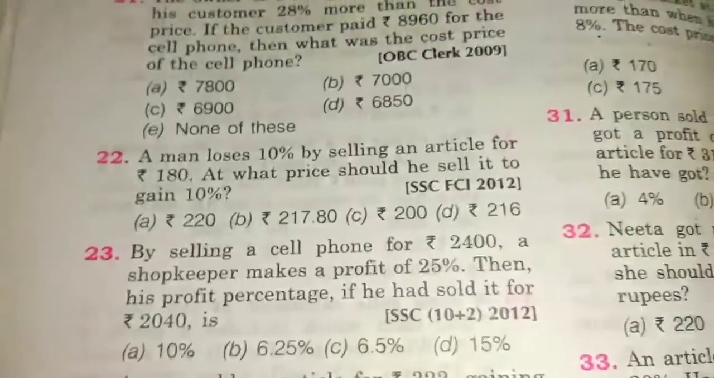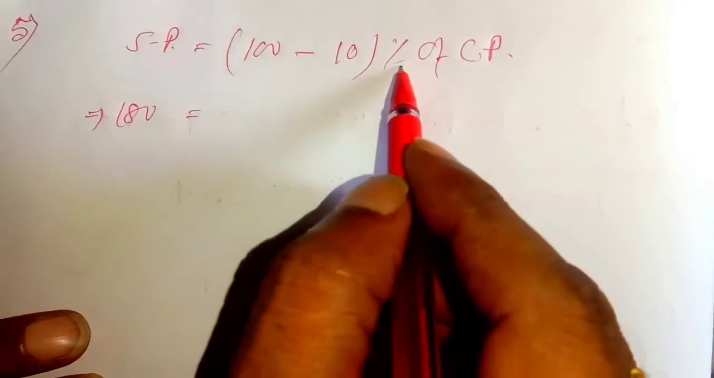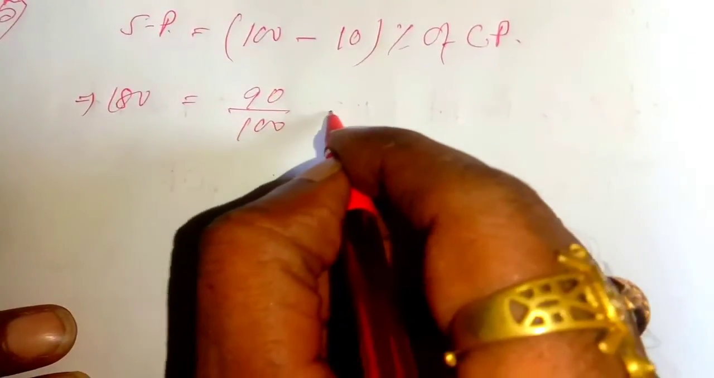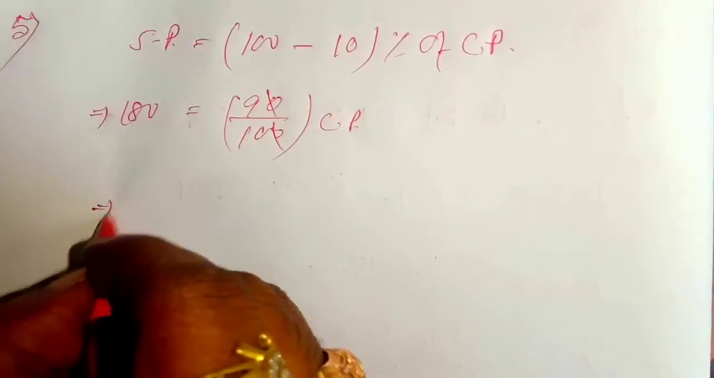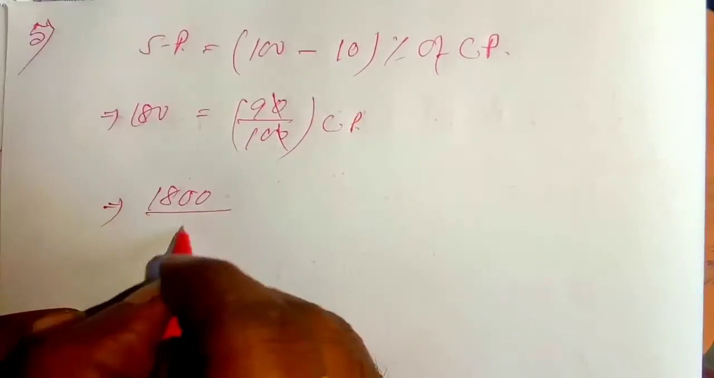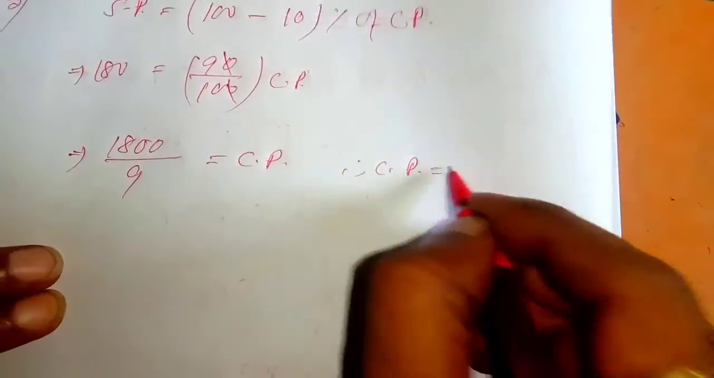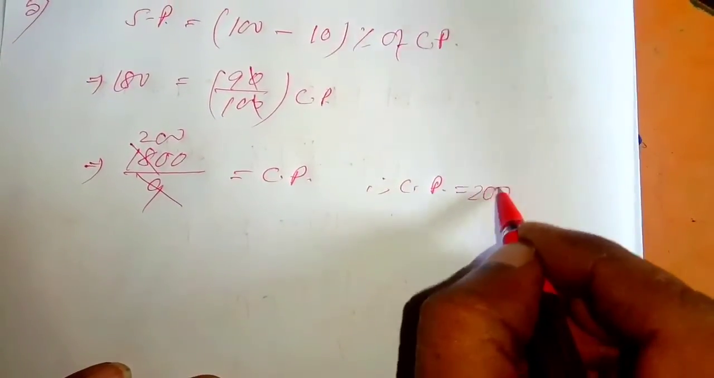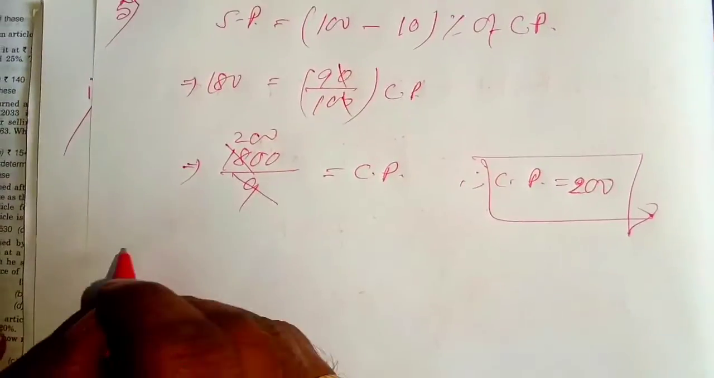Okay, just see the copy. Selling price is equal to 100 minus 10% loss, therefore 100 minus 10% of cost price. How much are you getting? 90 by 100 into cost price. Zero cancels, 10 by 9. Selling price given here is 180, so 1800, multiplied by 10 and divided by 9, gives you the cost price. How much will you get? Cost price is rupees 200. What is the cost price? Rupees 200.